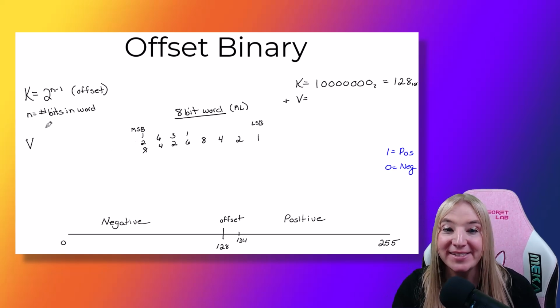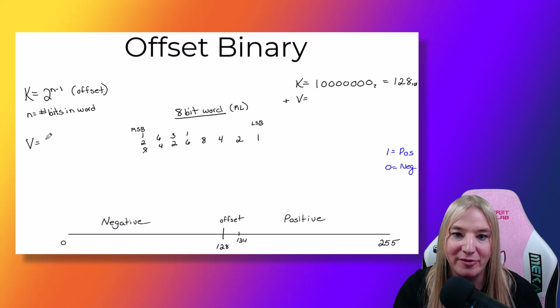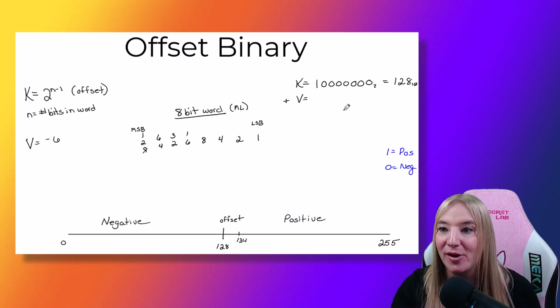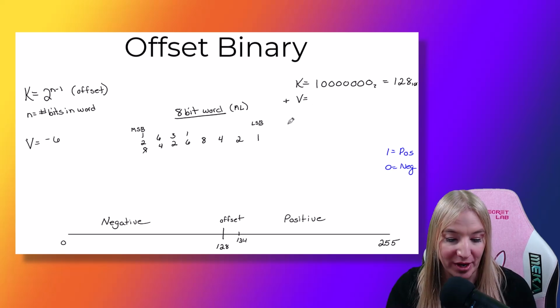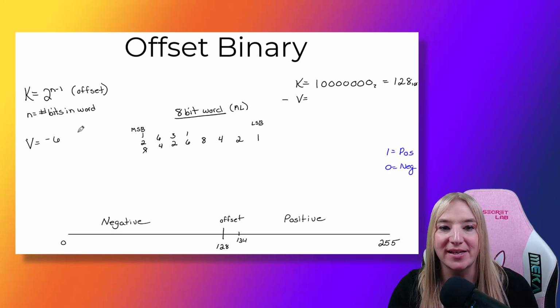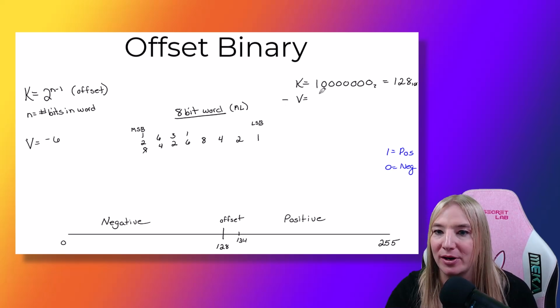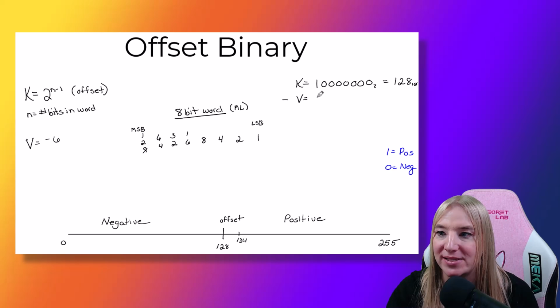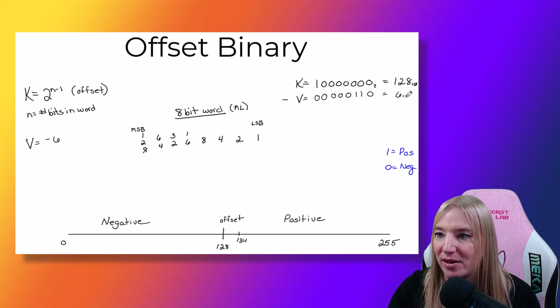So this time we're going to do -6. So how do we do this? Same thing as before. In fact, one more thing I'm going to erase here is my positive value, because now we're going to subtract. Because this is a -6 number, I'm still using the same offset, and I'm going to subtract my value from this offset. So I'm going to write 0, 0, 0, 0, 0, 1, 1, 0. And that equals 6 in base 10.